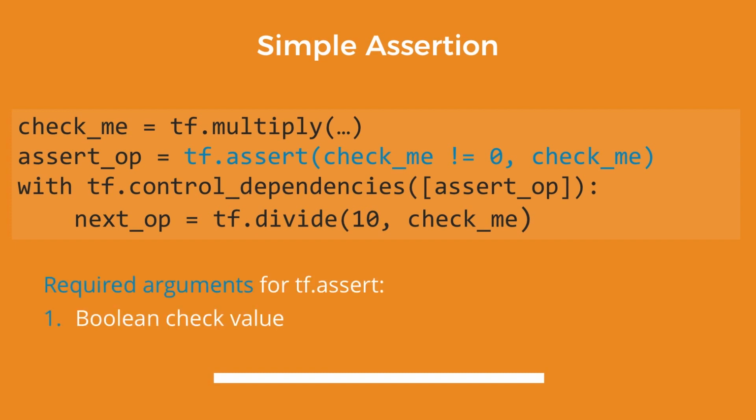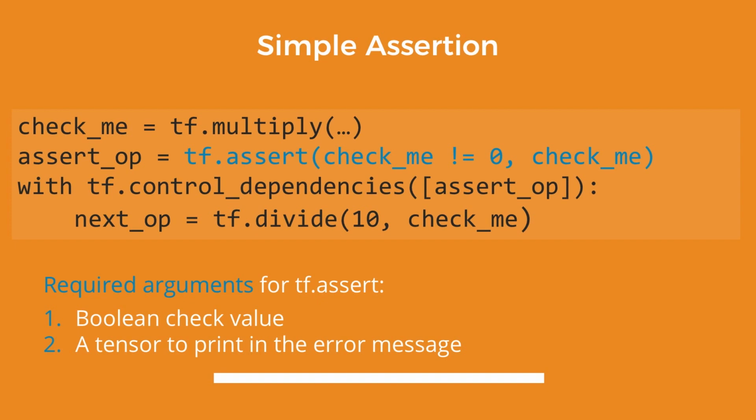So there's the required arguments for tf.assert. We need the Boolean check value. It needs to be a scalar Boolean, just a true or false. It can be one of TensorFlow's built-in ones, or you can use one of the helpers like I'm using here, some sugar. And then the check me is the tensor that prints out. So basically, when it breaks, it'll say, hey, this assertion failed, and here's the tensor output that you wanted me to look at. Basically saying, we failed, here's relevant information you might care about.